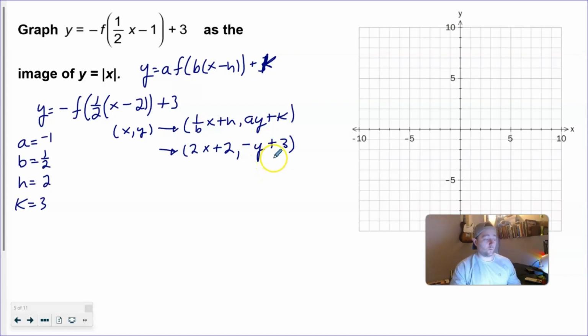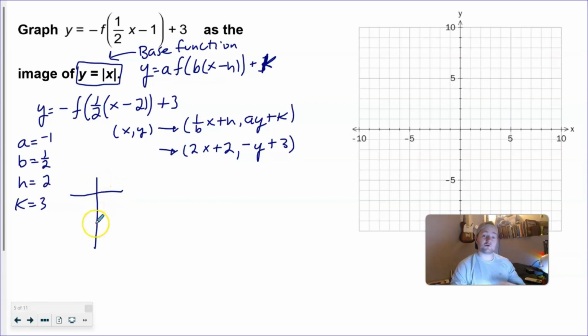Now we're to the point where we need to decide what we are going to actually transform. We don't have a table here. All we're given is y is equal to the absolute value of x. That is what we call a base function. It is the simplest absolute value function that you can actually get. So we need to generate a table from that. We get to choose our values of x. And when we're choosing for the base function, we really want to have it symmetric.